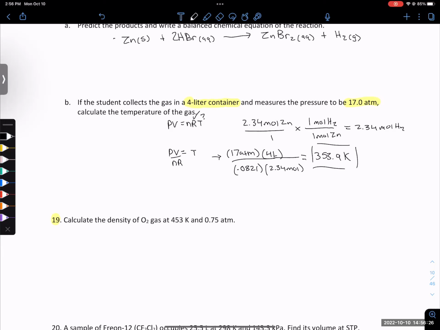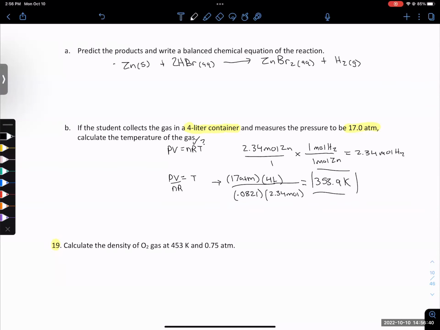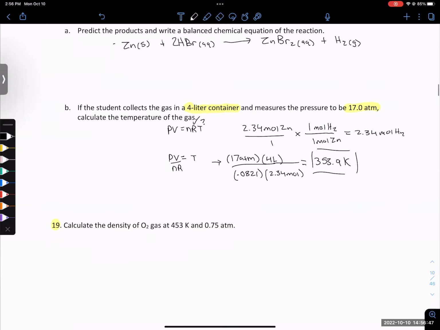Did anyone else get that answer? Okay. Any questions on this one? I think the key thing about this question is you have to know what happens when an acid reacts with a metal, or else you're just left thinking, I don't know, a salt and water. That's not what happens in this case.